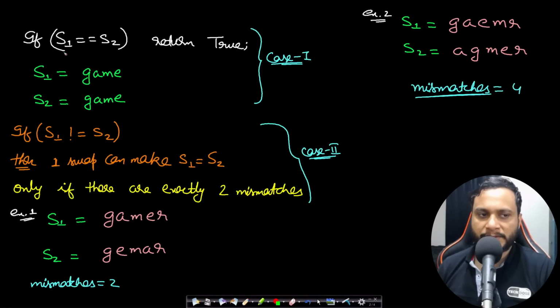So one of the cases which can occur is that the given strings S1 and S2 are exactly equal, and in that particular case we will always return true. So if you look at an example of game and game, where strings S1 and S2 are both the same, then we will do zero swaps and we can make S1 equal to S2. So whenever the two strings are equal, we need to return true. But the problem comes when string S1 is not equal to S2.